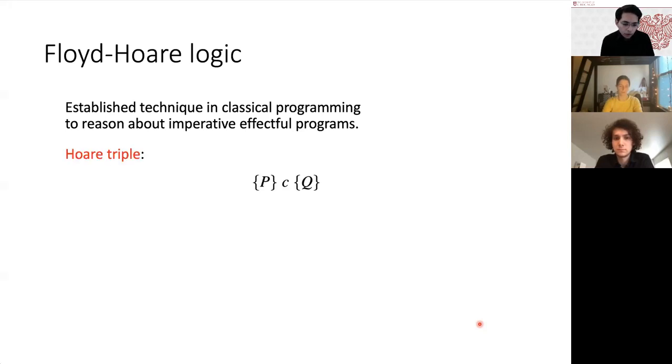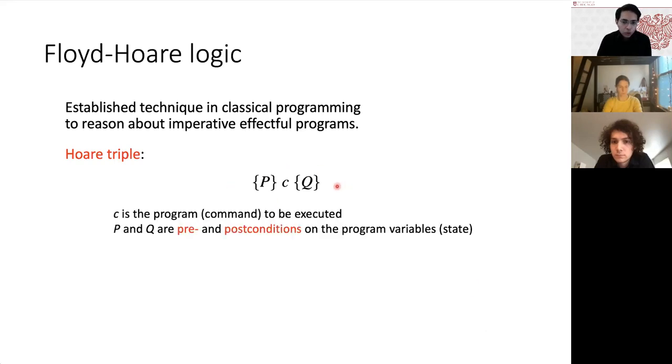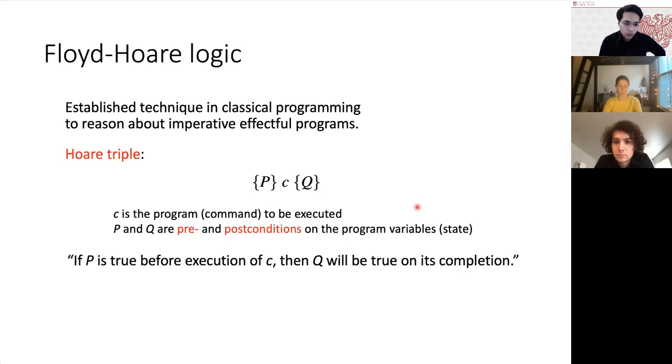So the core concept in Hoare logic is a Hoare triple, which in its general form looks like this, where P and Q are pre and post conditions on the state of the program, and C is the program to be executed. So these P and Q could be arbitrary logical statements about the program state, and we will see some examples soon. So the way to read this triple is that if the precondition P is true before the execution of the command C, then Q will be true on its completion.